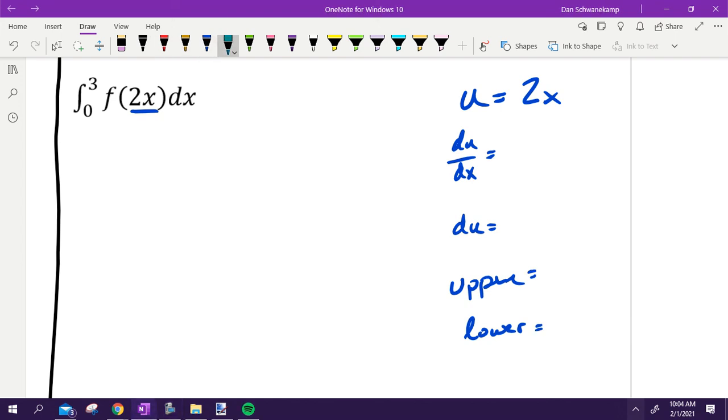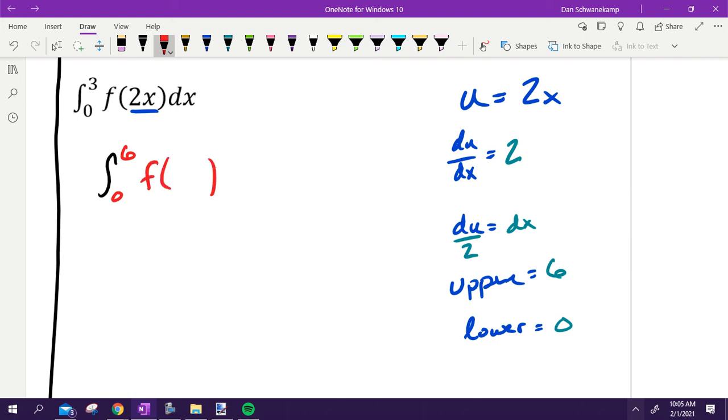Luke L, what's my derivative going to be? 2. So when you got dx by itself, what'd it get you? Du over 2. New upper bound? 6. New lower bound? 0. He's just taking 3 and plugging in, taking 0 and plugging it in. Great. It looks weird. Again, I don't care that it looks weird. We just do it anyways. My lower bound is 0. My upper bound is 6.